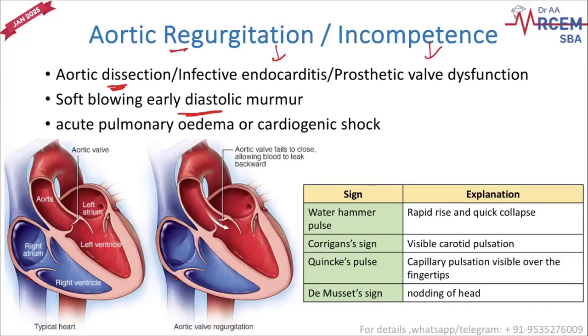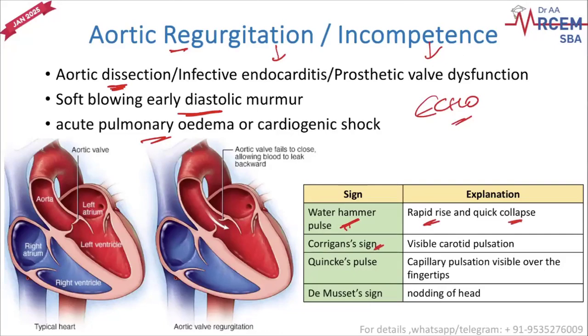as we learned before, they usually present with heart failure. So treat the heart failure and refer. Echo scan will be the diagnostic. There are some named signs which can be present in aortic regurgitation. So water hammer pulse, a rapid rise and quick collapse of the pulse, can be seen.